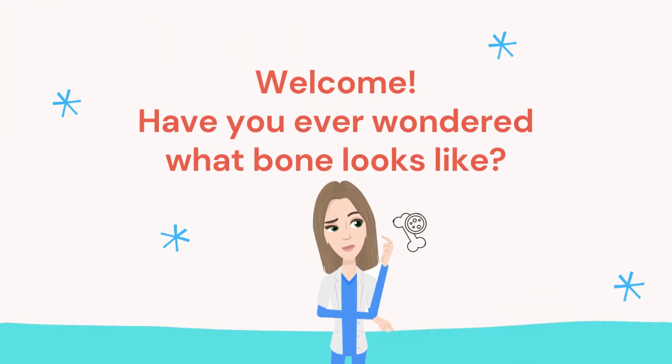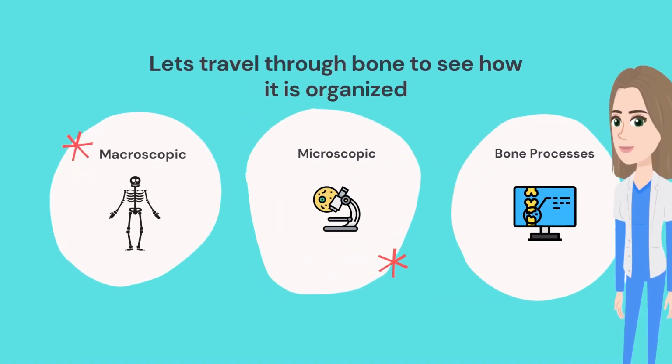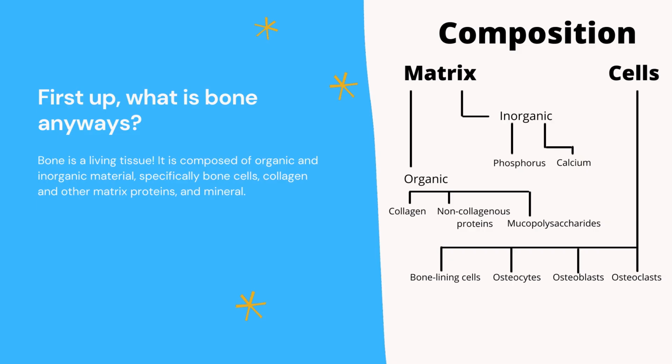Have you ever wondered what bone looks like? Well, today we're going to talk about the structure of bone and travel through some of the basic components of what makes bone, bone. We will start off by taking a look at what bone is composed of, as well as what you can see macroscopically, that is, with your own eyes, and what you can see microscopically, so with assistance from a microscope. We will wrap up by talking about some of the processes that bone uses to repair damage throughout its life. Let's get started by taking a look at what bone is made of.